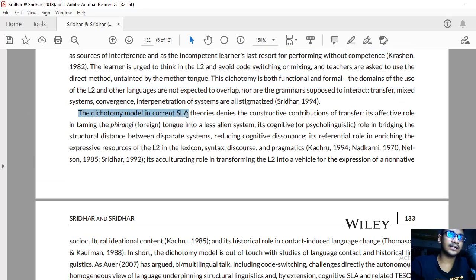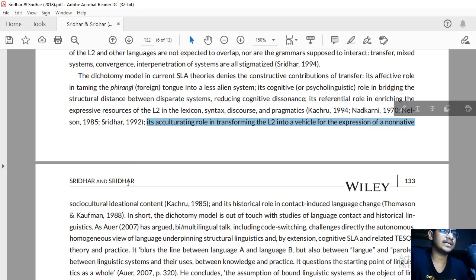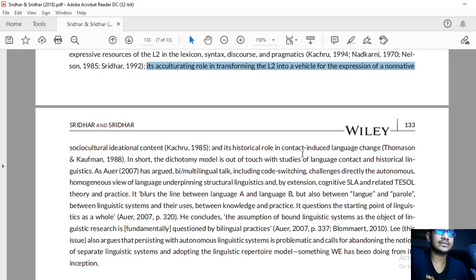The dichotomy model in current SLA theories denies the constructive contributions of transfer: its effective role in taming the Firangi foreign tongue into a less alien system, its cognitive or psycholinguistic role in bridging the structural distance between disparate, meaning separate or distant, systems, reducing cognitive dissonance, its referential role in enriching the expressive resources of the L2 in the lexicon, syntax, discourse, and pragmatics, its acculturating role in transforming the L2 into a vehicle for the expression of a non-native sociocultural ideational content, and its historical role in contact-induced language change.